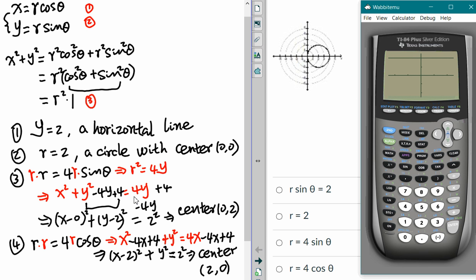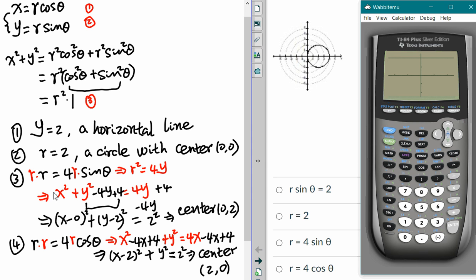Where is the center of this circle? By the way, why it is a circle is because the exponent of y and the exponent of x are equal, and they are both equal to 2. So here we can do both sides subtract 4y. Then we have a minus 4y. Both sides plus 4. Then the right-hand side is basically 2 squared, which is 4.